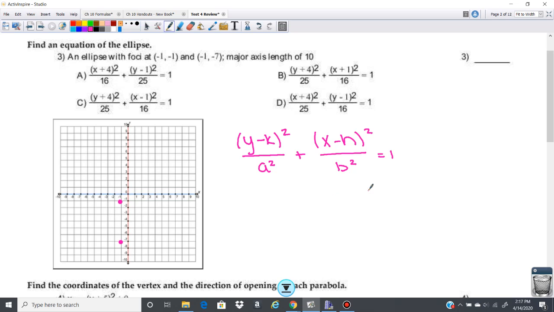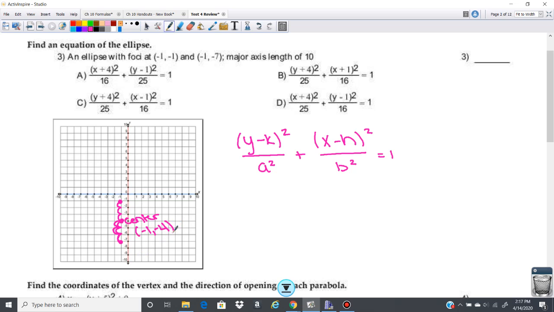The next thing we need to do is find the center of our ellipse. The center is going to be in between your foci. So how far is this foci? This is 1, 2, 3, 4, 5, 6. Well, 6 divided by 2 is 3. So 1, 2, 3. Here's my center. So my center is the point -1, -4. That's my h and my k.